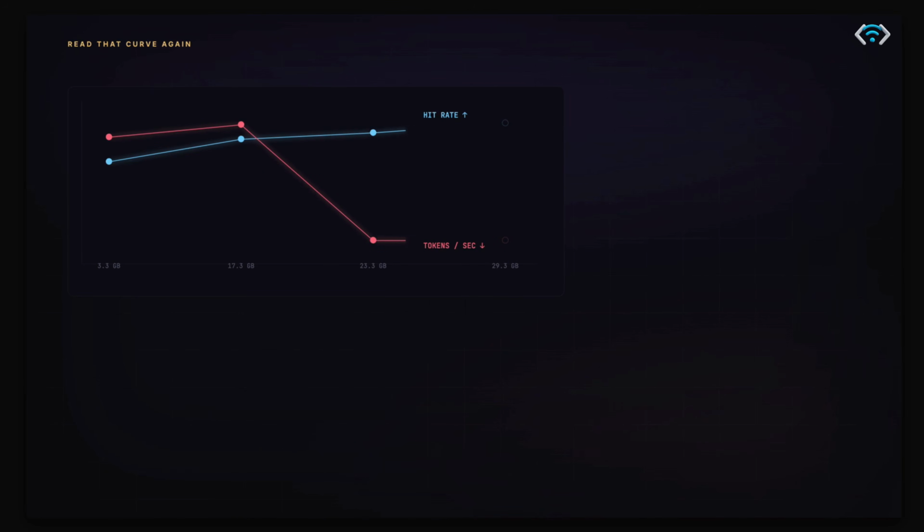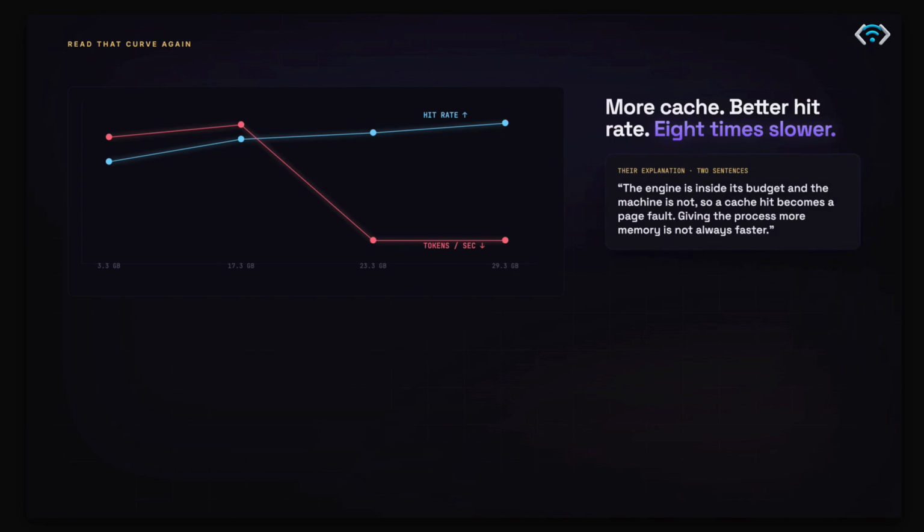Read that curve again: more cache, better hit rate, fewer bytes read from disk, and the engine gets roughly 8 times slower. Every instinct says that's a misprint. It isn't, and their explanation is 2 sentences long. I'll read it exactly. The engine is inside its budget and the machine is not, so a cache hit becomes a page fault. Giving the process more memory is not always faster.